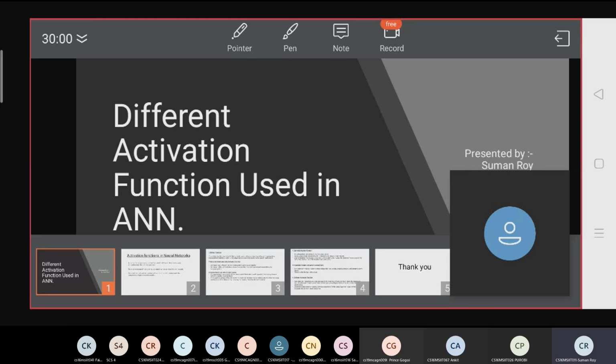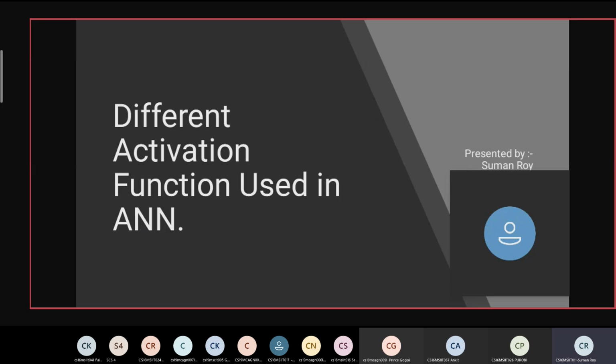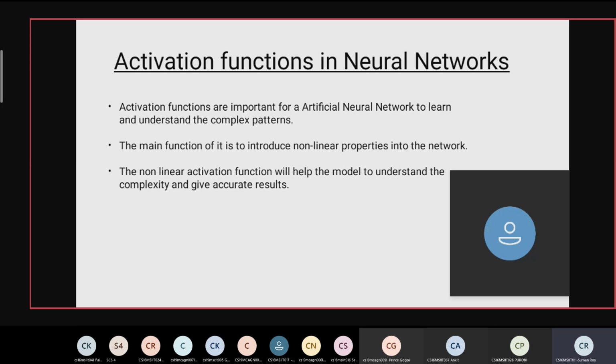So good afternoon, everyone. Today's discussion topic is different activation functions used in artificial neural networks. So first, what is an activation function? An activation function is a function used in an artificial neural network which outputs a small value for small inputs and a large value if its input exceeds a threshold. In other words, an activation function is a gate that checks that an incoming value is greater than a critical number. The main function of it is to introduce nonlinear properties into the network, and the nonlinear activation function will help the model to understand the complexity and give accurate results.